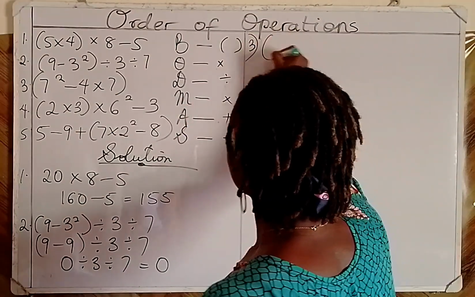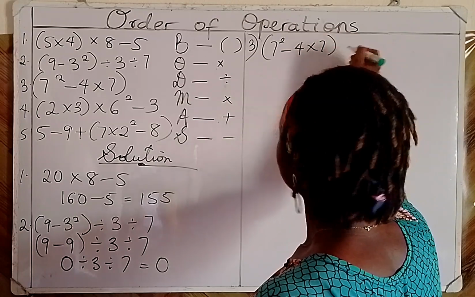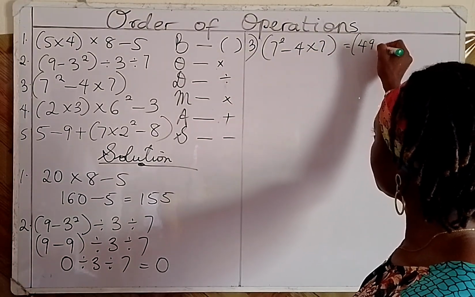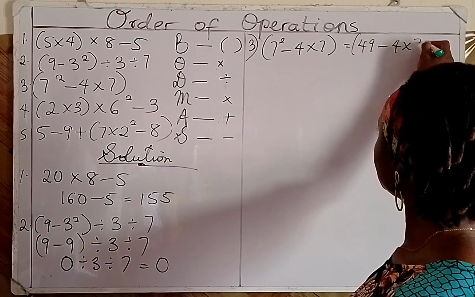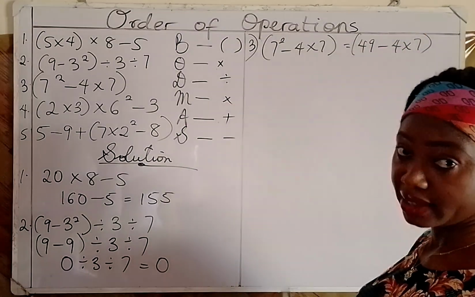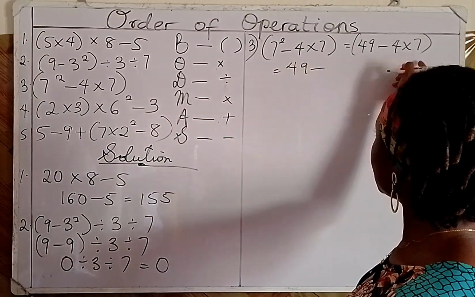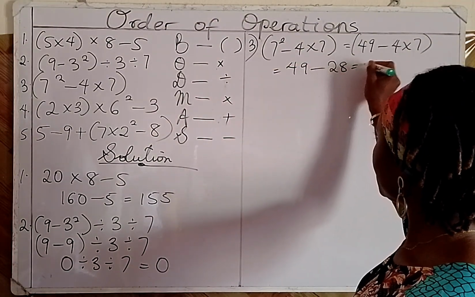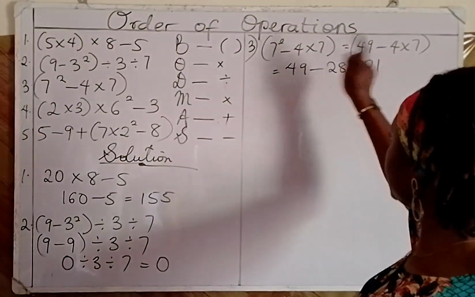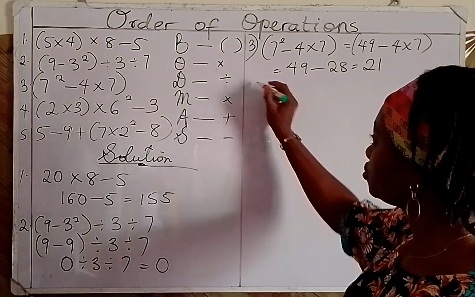Question 3 says 7 squared minus 4 times 7. 7 times 7 is what? 49, minus 4 times 7. Right? So we're going to multiply before we subtract. And this gives us what? 49 minus 4 times 7 is 28. And then our answer is 21. 49 minus 28 is 21.